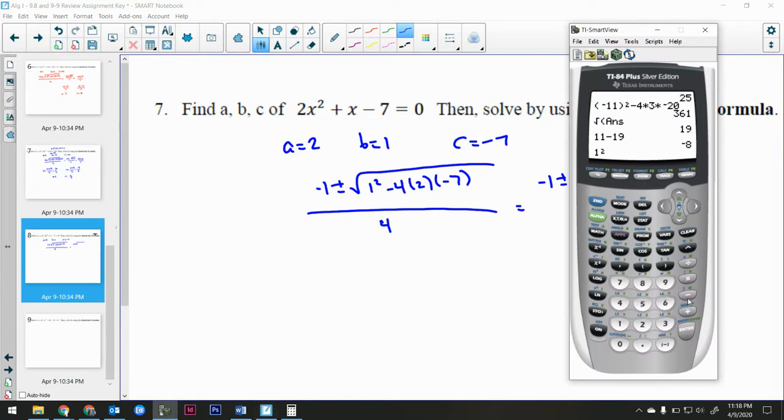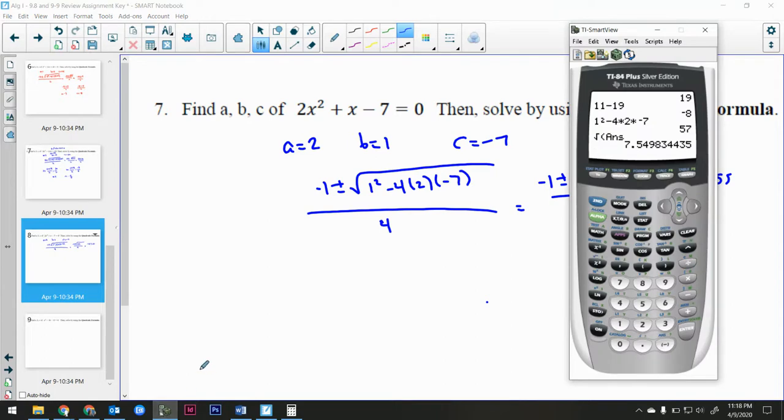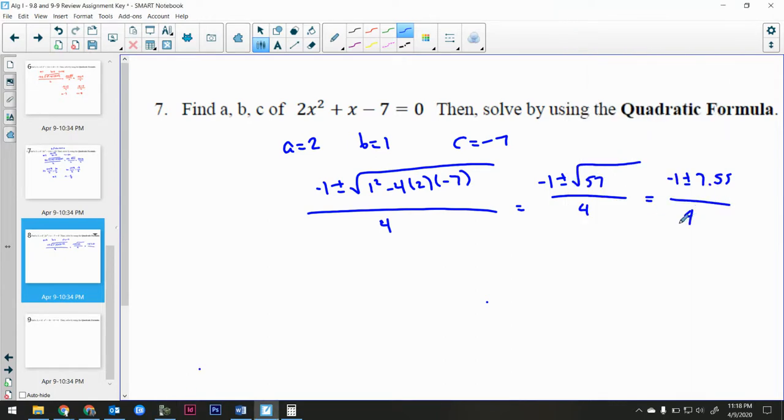minus 4 times 2 times negative 7. 57. Now I know that is not a perfect square. Square root of 57 is 7.55. So it's negative 1 plus or minus 7.55. Double check on that. 7.55. Yep. All over 4. So that gives me negative 1 plus 7.55 over 4 and negative 1 minus 7.55 over 4.